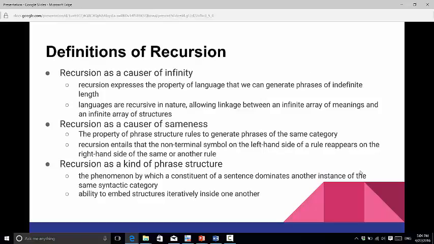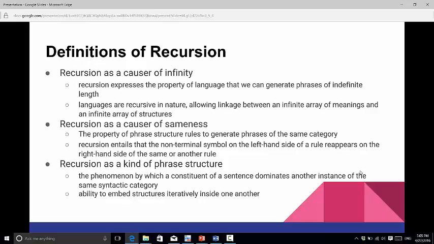Recursion has many different definitions. Here we will define three of them. First, recursion as a... and next we can define recursion a second way. These definitions have in common that in a recursive procedure, something is to be the same.